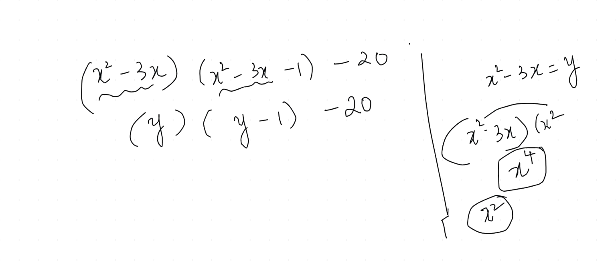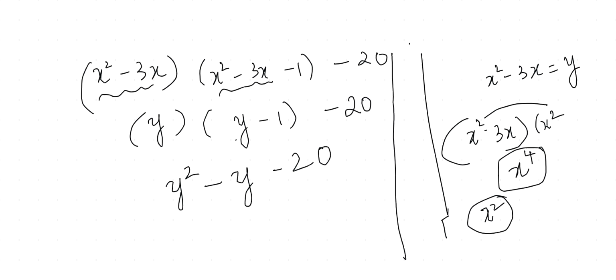All right. So y into y minus 1 minus 20, because I saw that pattern repeating. So wherever there is x square minus 3x, I have placed the y. And now I need to multiply. y into y is y square. y into minus 1 is minus y, minus 20. Now this is familiar to you, isn't it? Splitting the middle term. We have done lots of this last year, and even this year we have recently worked on this.